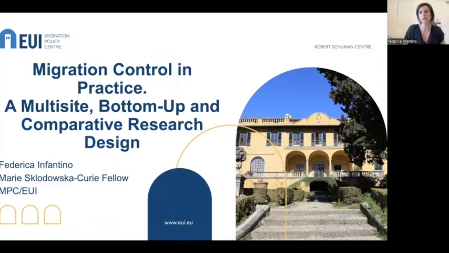This presentation is based on my research. I've been working on the implementation of migration and border control policies for the last 10 years. And I will focus today in particular on the research I've conducted on the implementation of visa policy.